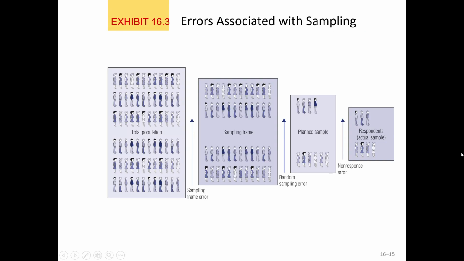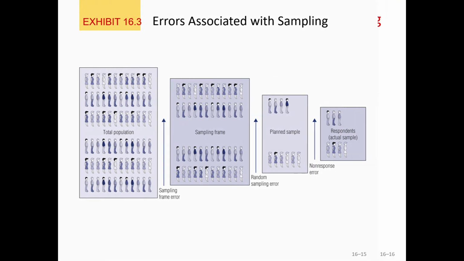And here we can see the total sampling errors: the total population, the frame error, the sampling frame, the planned sample, and the respondents, the actual sample. We have sampling frame error, random sampling error, and non-response errors. So you see, from that many, in the end we have only a few respondents.